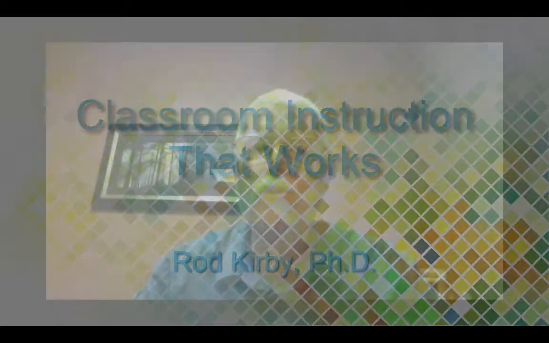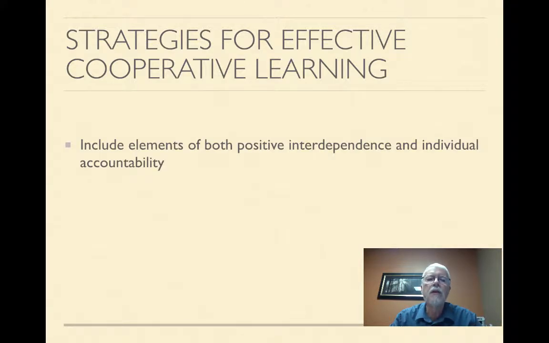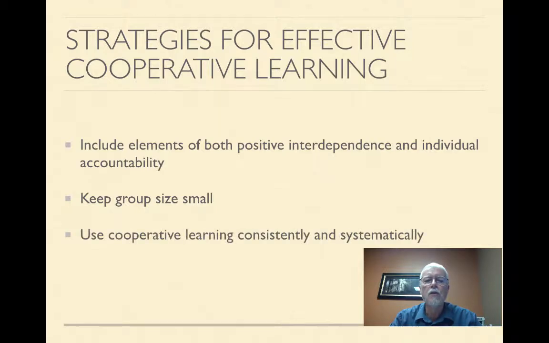Now that we have seen some principles of cooperative learning, let's look at some specific strategies for implementing it effectively. There are 4 main points. Include elements of both positive interdependence and individual accountability. Keep the group size small. Use cooperative learning consistently and systematically. And divide into groups intentionally.